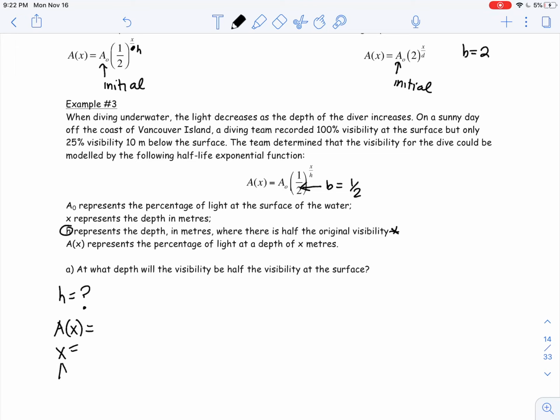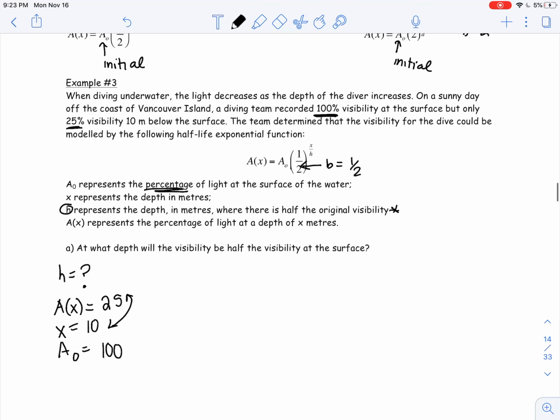So we should be filling in A of x with a number, x with a number, and A0 with a number. They're telling us that initially we have 100% visibility. So that's going to be our A0. We have 100% visibility at the surface because A0 represents the percentage of light at the surface of the water. A of x represents the percentage of light at a depth of x meters. We know that we're going to have 25% visibility 10 meters below the water. These should always match up, meaning what is the visibility at 10 meters below? They should always go together.